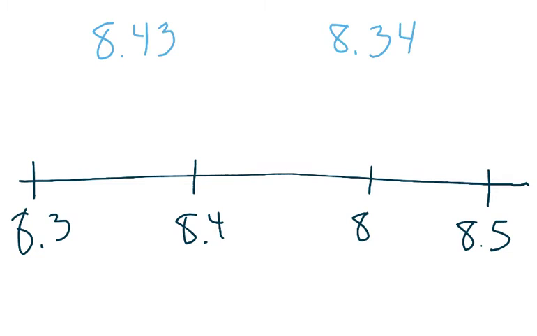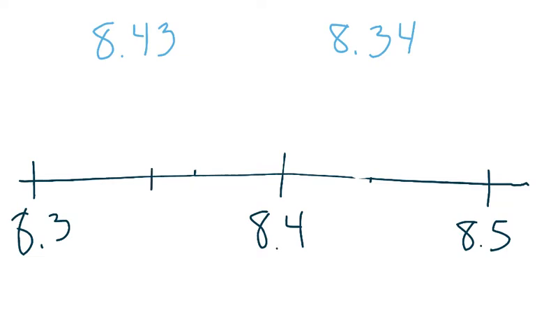Oops, let me fix that up. There's only one number in the middle. Here we go. 8 and 4 tenths. So 8 and 3 tenths, 8 and 4 tenths, 8 and 5 tenths. Now I can do the hundredths. 1, 2, 3, 4. 1, 2, 3, 4. Middle. 1, 2, 3, 4. 1, 2, 3, 4. Okay, now I can chart.